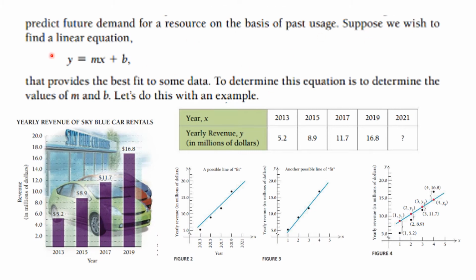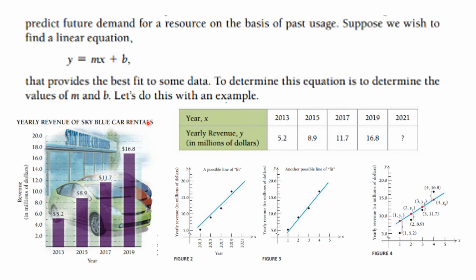Suppose we wish to find a linear equation of the form y equals mx plus b. The m, as you recall, is the slope, and the b is the y-intercept, and x and y represent variables. So we want to find the linear equation that provides the best fit to some data. To determine this equation is to determine what values of m and b should be used.